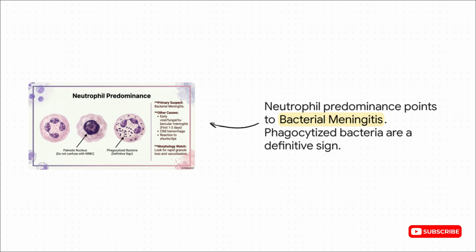But the single most important thing, the absolute definitive sign of a bacterial infection, is seeing a neutrophil that has actually eaten bacteria, phagocytized bacteria, just like you see in that third image. That, right there, is the smoking gun.